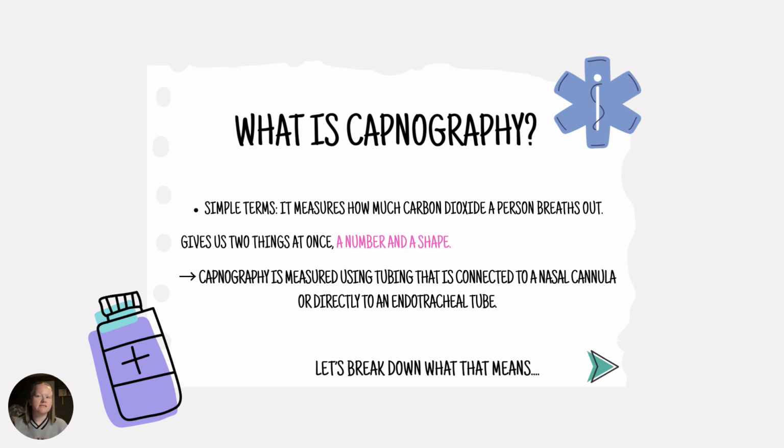So, what is capnography? Capnography is pretty simple actually. It measures how much carbon dioxide or CO2 a person is breathing out. Capnography is measured using tubing that is connected to a nasal cannula or even directly into an endotracheal tube. Capnography gives us two things to look at, which is what we're going to learn about today: a number and a shape, or a waveform pattern. And this tells us how the CO2 is moving out of the lungs. So let's break that down a little bit.